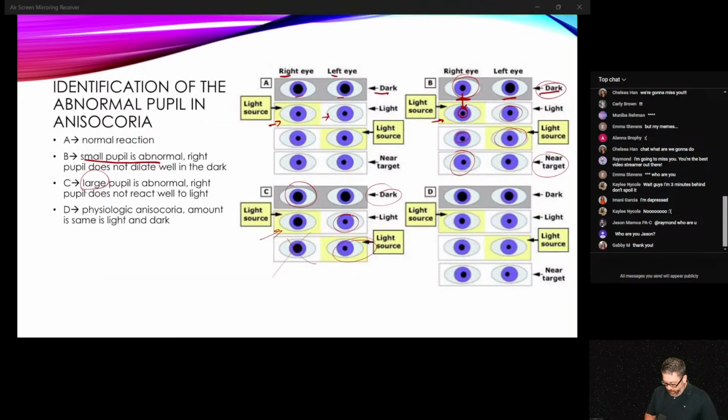Cranial nerve, big one here. Also, don't forget cranial nerve 3 is a big one to know the differences with because of the diabetic pupil.